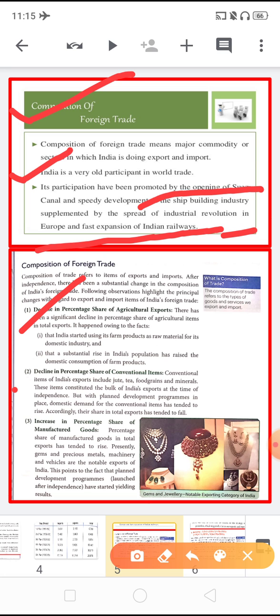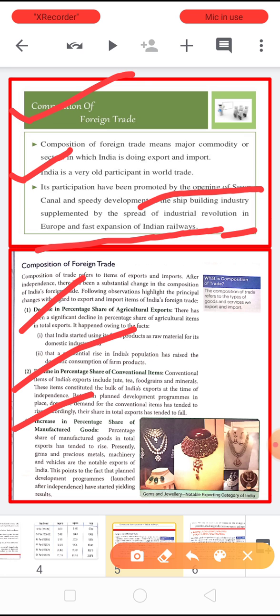Next is declining percentage share of the conventional items. Conventional items of India's exports include jute, tea, food grains, and minerals. And you have observed that the bulk of India's exports at the time of independence constituted these, but with the planned development programs in place, the domestic demand for the conventional items has tended to rise. I mean, their share in the total exports has tended to fall.